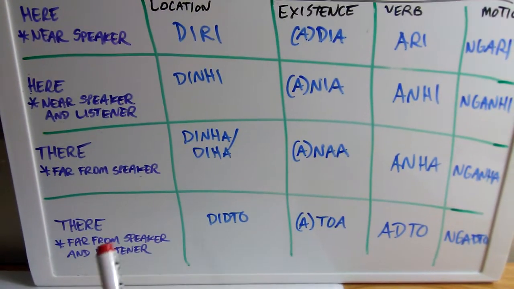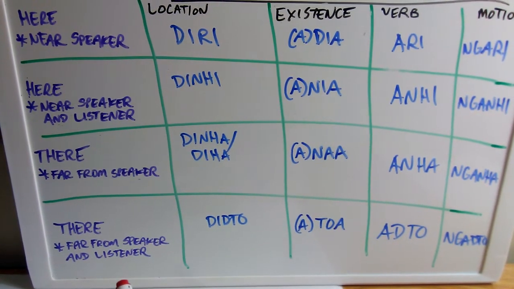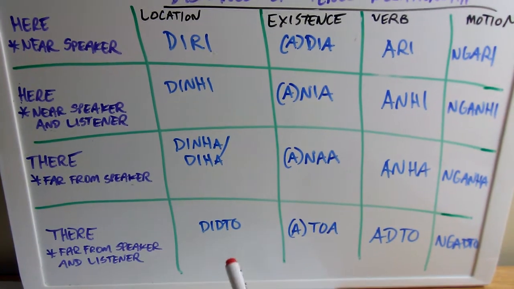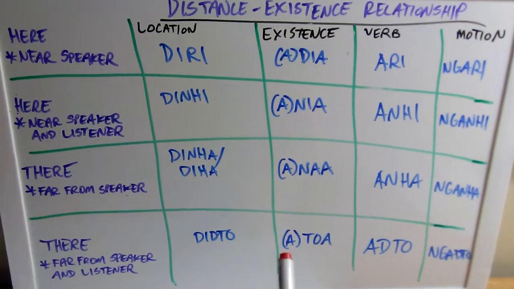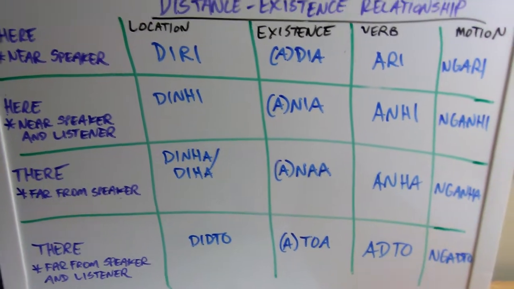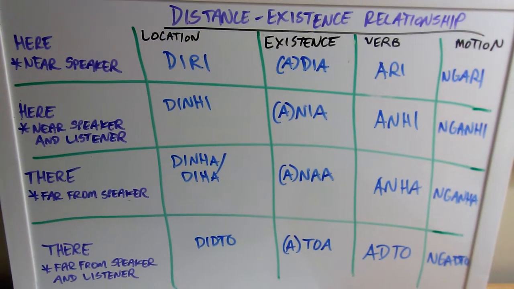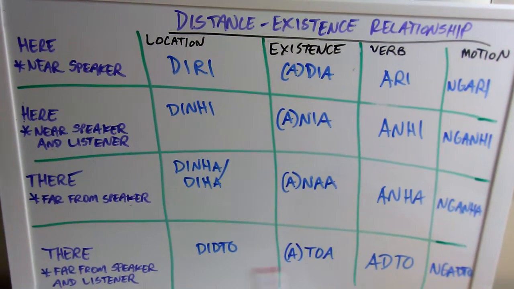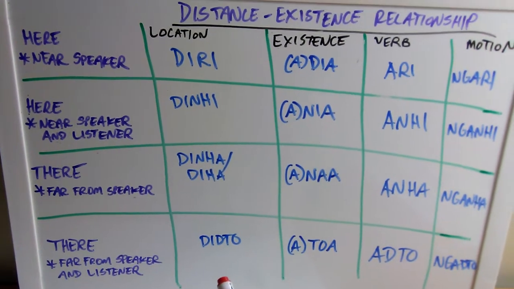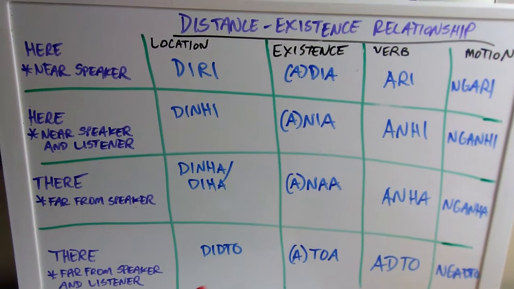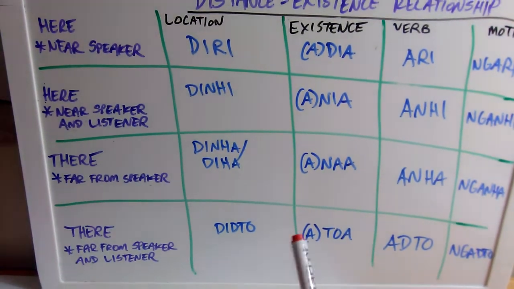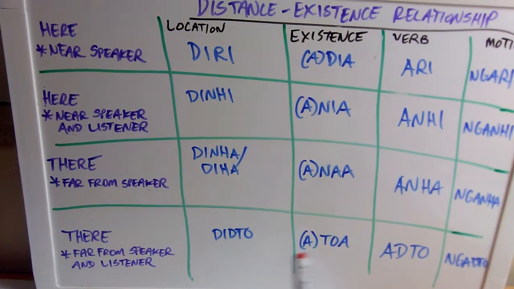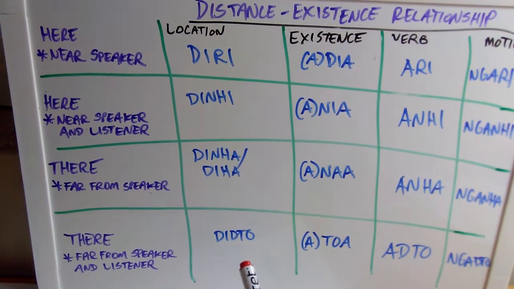And finally, we have the "there," the far from speaker and listener. And that one is described as "dito," which means very far away from us, far from you and me. So it could be like "dito," which means on the other side of the mountain, or a few kilometers away from us, a few meters away from us, that kind of stuff, or maybe outside the house from us. Dito means there, that's there.